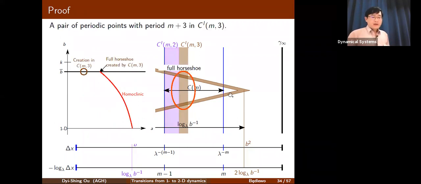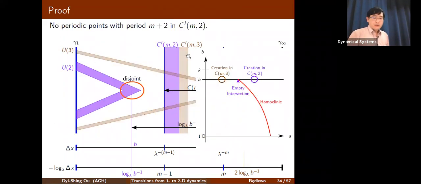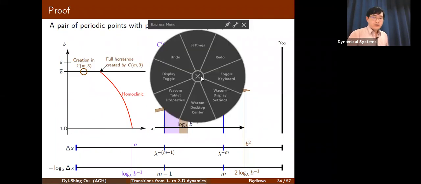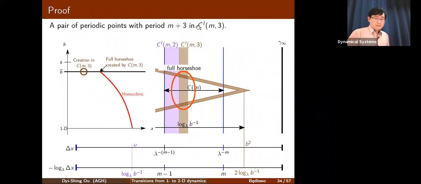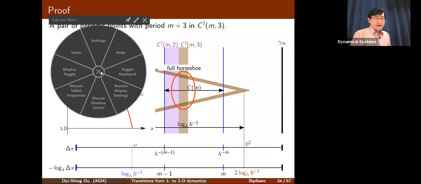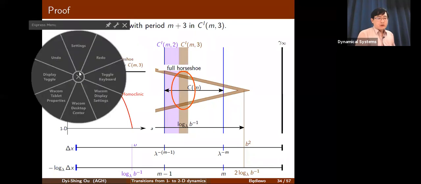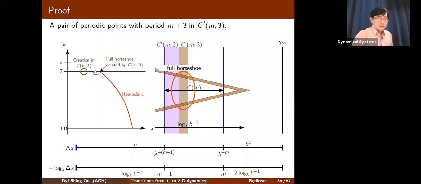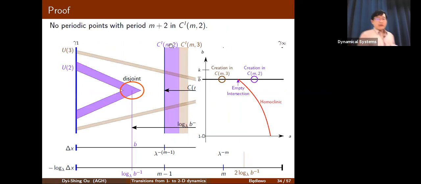So let us first focus on the map that maps here to here. So the map maps here to here, and you can see that you get a full horseshoe. That means that here you already have a periodic orbit of type CM3. So the creation of the periodic orbit occurs somewhere before the homoclinic tangency here, because you already have a full horseshoe. So the creation happens when you try to reduce the critical value.